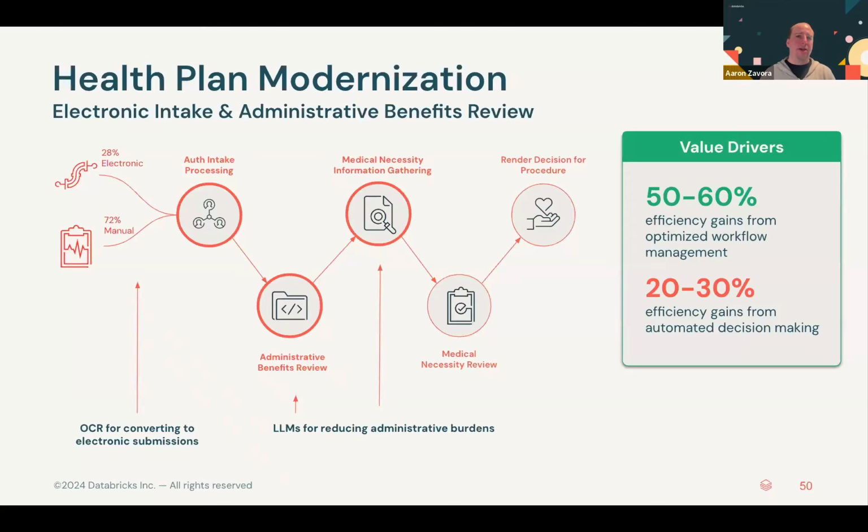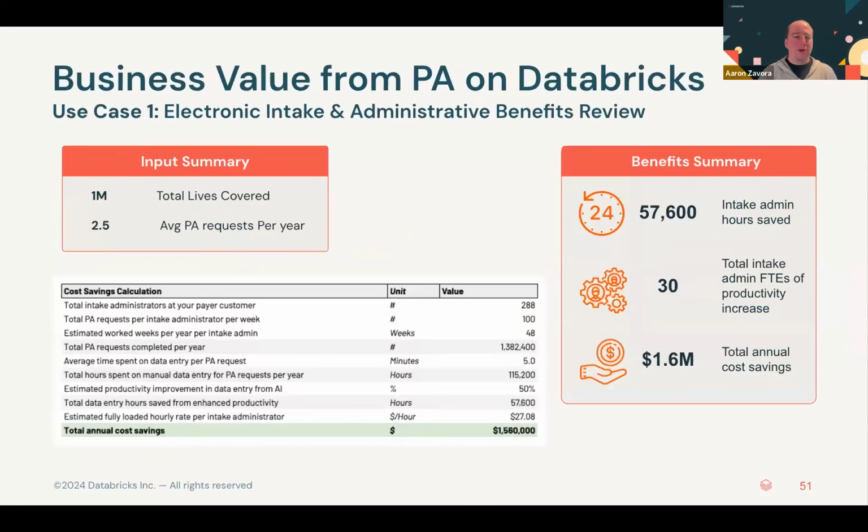The other key value driver is from automated decision-making, from gold carding and some of the AI decision-making. If we look at these two and the results of them, if we just made everything electronic from a health plan perspective, if you're a health plan with 1 million member lives covered, there's some information out there from McKinsey that says there are about 2.5 prior authorizations per year per member. If we take this information as input, that's about a $1.6 million savings if I went from manual prior auth to electronic prior auth and really optimized that workflow in between, right?